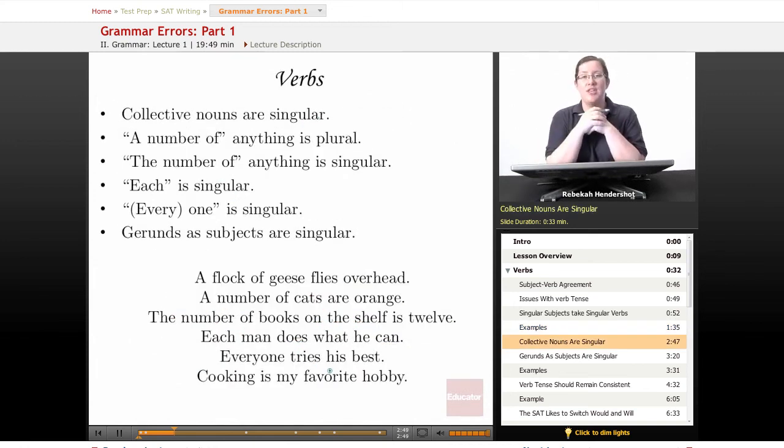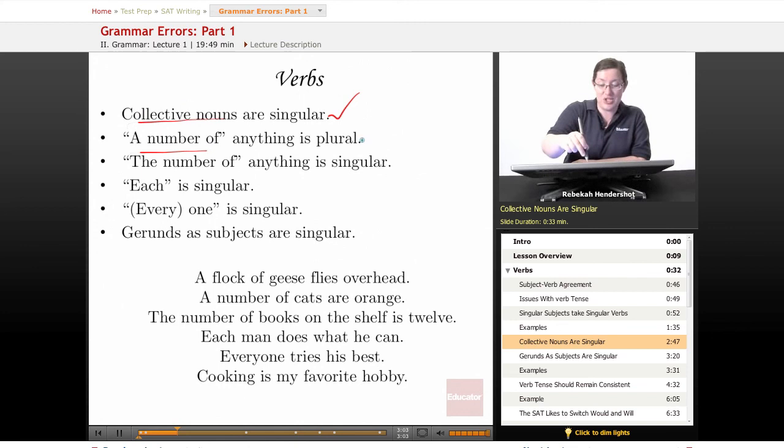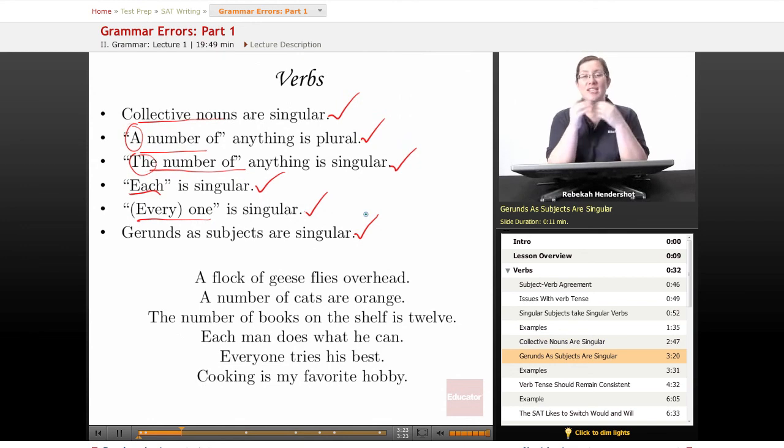All right, things you need to know about trying to determine whether your subject is singular or plural. If it is a collective noun, which is a noun describing a group, so team or choir or group or gang, those are all singular. A number of anything is treated like a plural subject. The number of anything is treated like a singular subject, so watch for those articles, a and the. Each is singular because it means each one of something. Everyone, the one word, is always singular, and gerunds as subjects are singular. Now, what is a gerund? A gerund is a verb ending in ing that is acting like a noun, usually describing an activity of some kind.